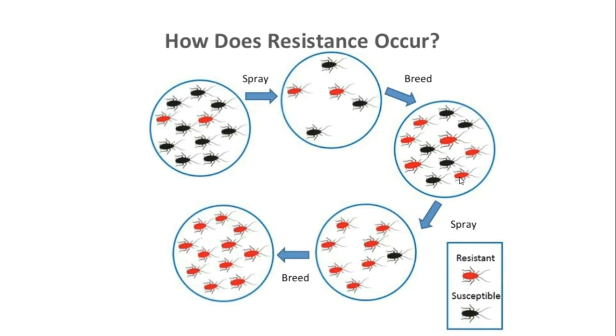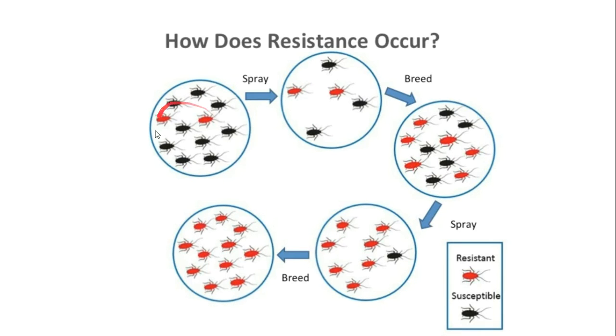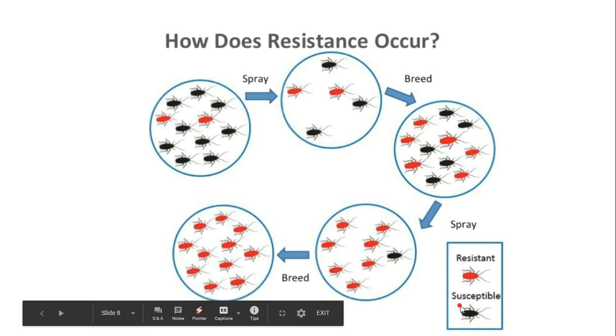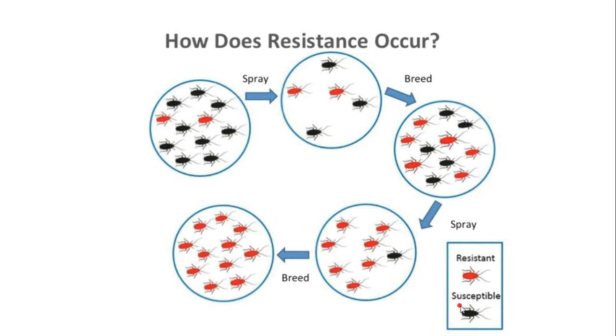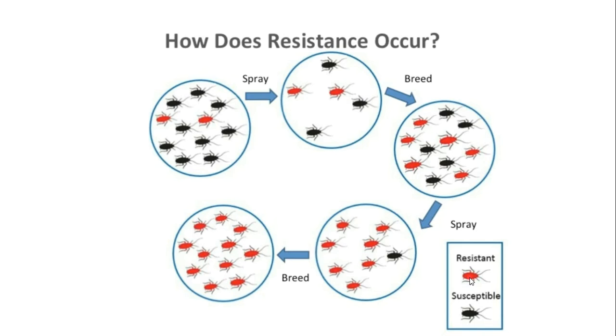So in my notebook, I drew 5 circles like this. So we start here with the initial population. So we've got 1, 2, 3, 4, 5, 6, 7, 8, 9, 10, 11 bugs. And 9 of those bugs are black and 2 of them are red. So the black bugs, they are susceptible, meaning they could be killed by the pesticide. And the red bugs are resistant, so they will not be killed by the pesticide.